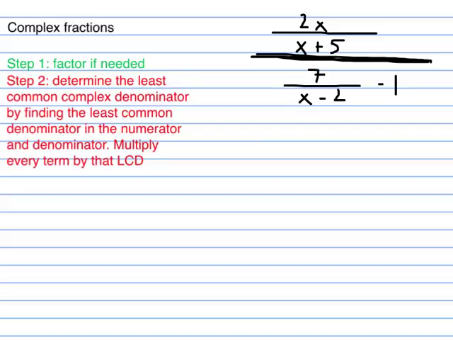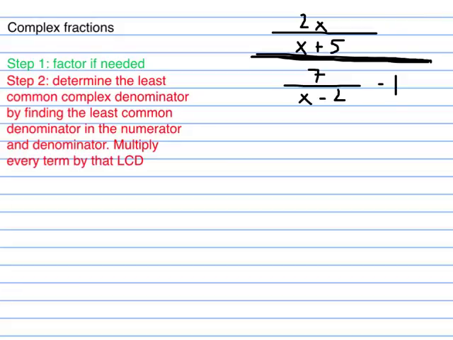Alright, let's go over what a complex fraction is first. A complex fraction, if you look at this problem, has a division sign, and you have a rational expression on top of the division sign and a rational expression on the bottom. So you have multiple division signs inside of a fraction.